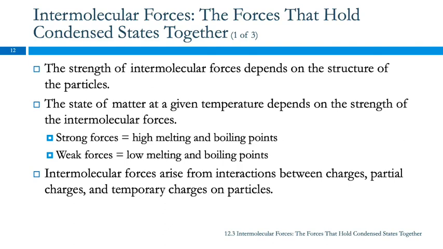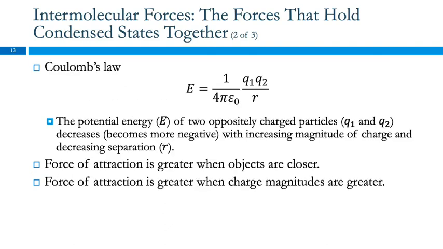We can have actual ion charges, we can have partial charges, as in a polar molecule, or we can have temporary charges on particles. But they are an attraction between electrical charges. So Coulomb's law is useful here as well. This part is a constant, and we don't really need that part. E is proportional to Q1 Q2 over R, and we've looked at that before.